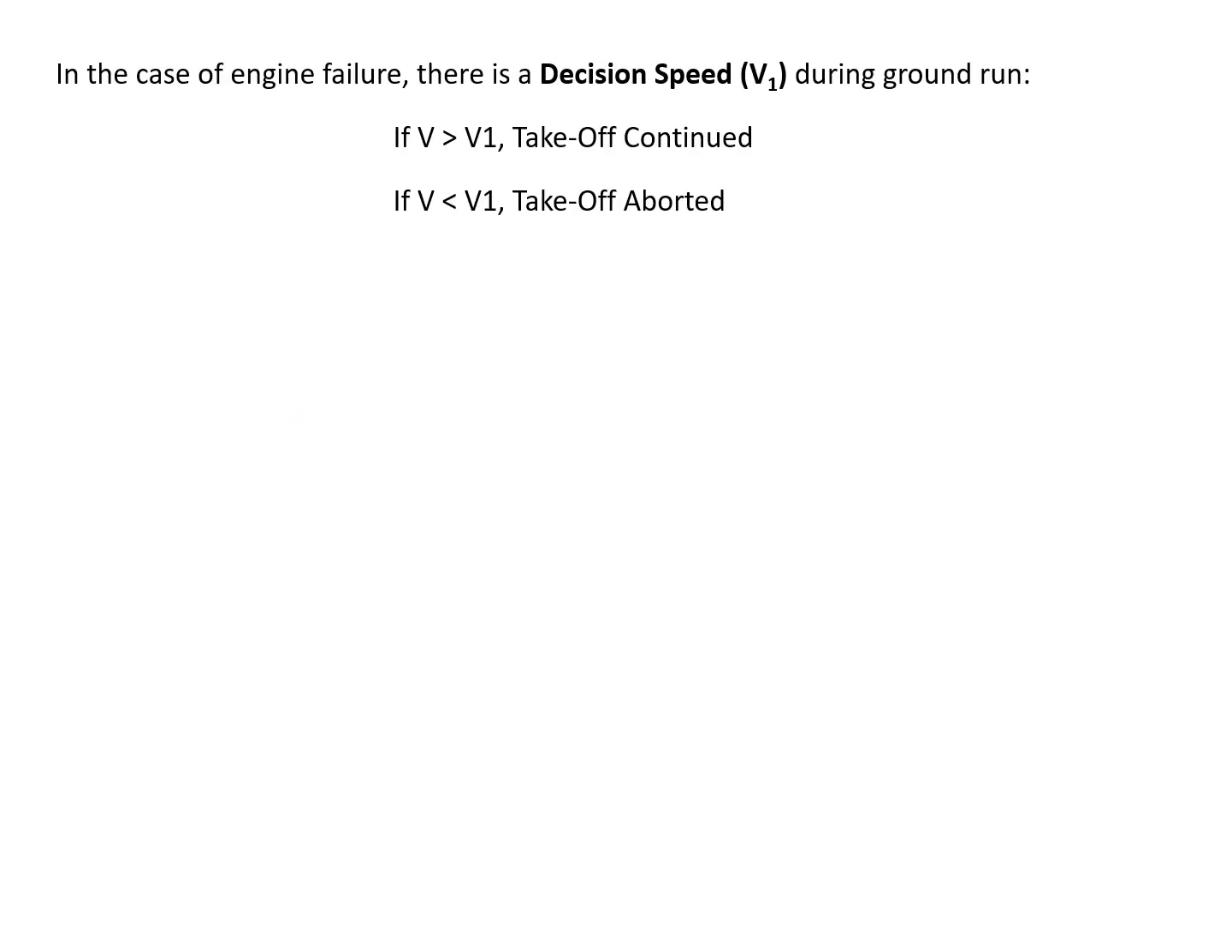And we know in the case of engine failure, there is a decision speed during the ground run, which is notated as V1. If one engine failure happens when the ground run speed is larger than the decision speed, usually the takeoff should continue, and then once in the air, the pilot will deal with the problem. If the airspeed is less than V1, there is sufficient distance on the runway to brake the aircraft. So in this case, the takeoff should be aborted.